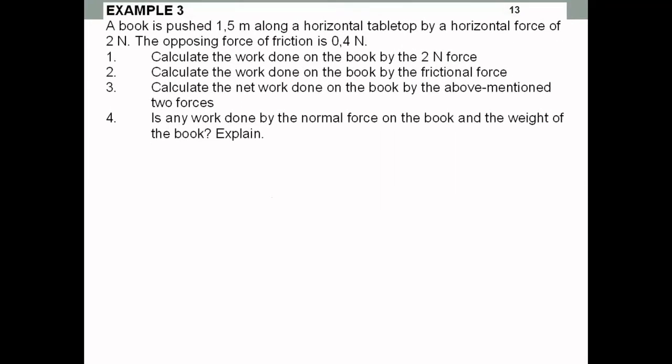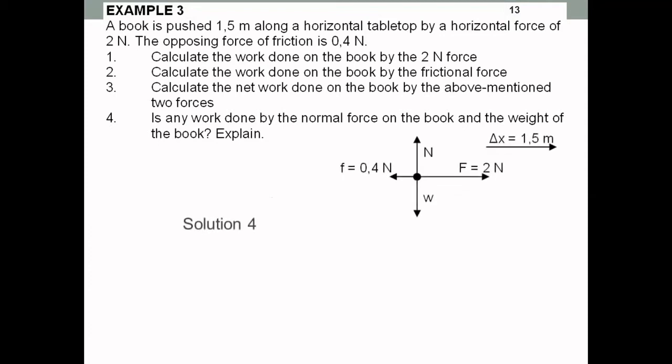Example number 3, question 4. Is any work done by the normal force on the book and the weight on the book? You need to explain that. So the normal force is acting perpendicular to the displacement. And also the weight of the object or gravity is acting also perpendicular to the displacement. Which means there is no work done, because both the normal force and the weight are acting perpendicular to the displacement. Or we can say cos of 90 degrees is 0.